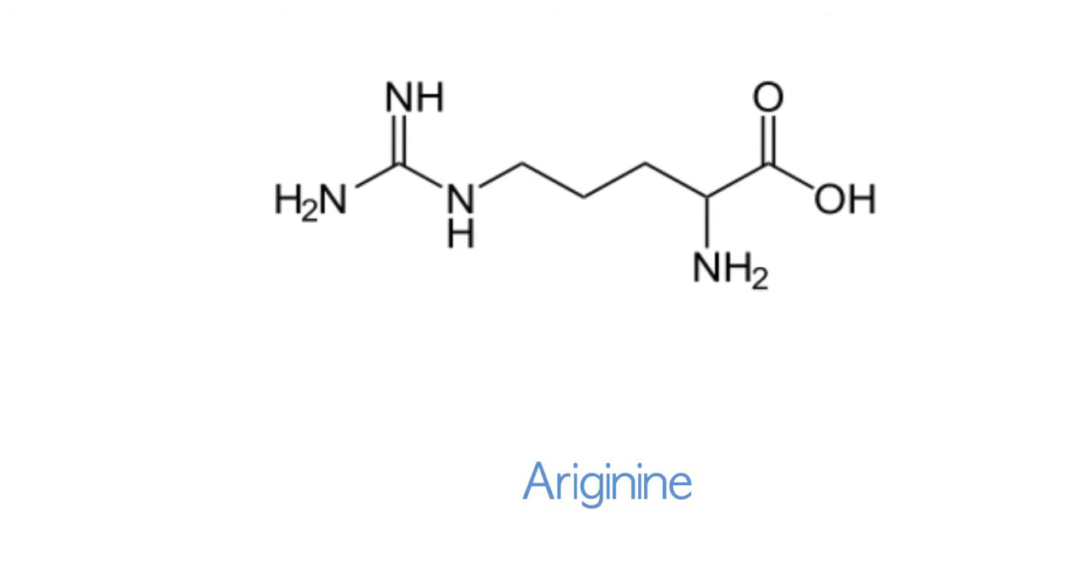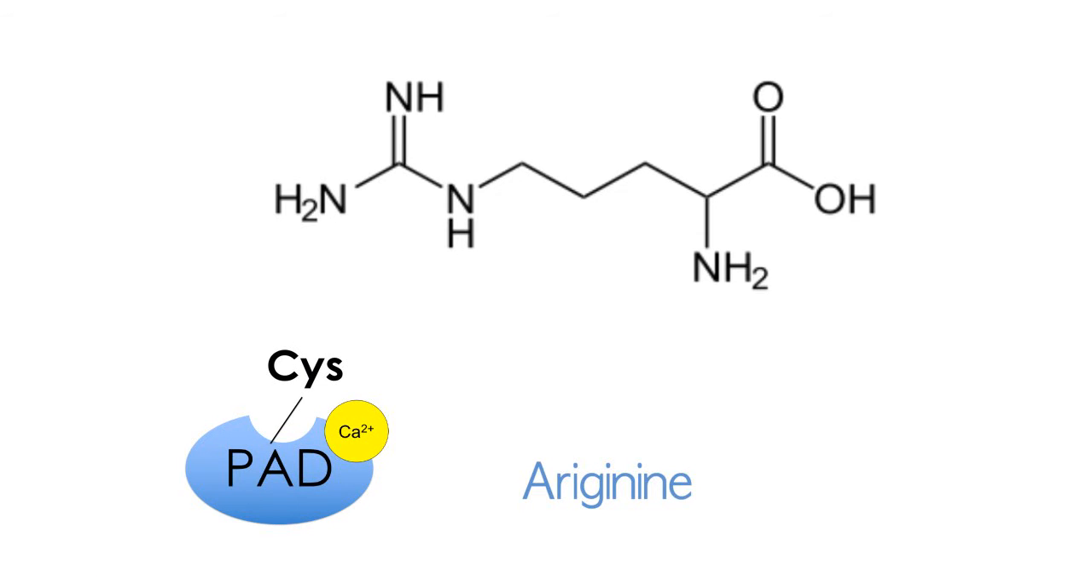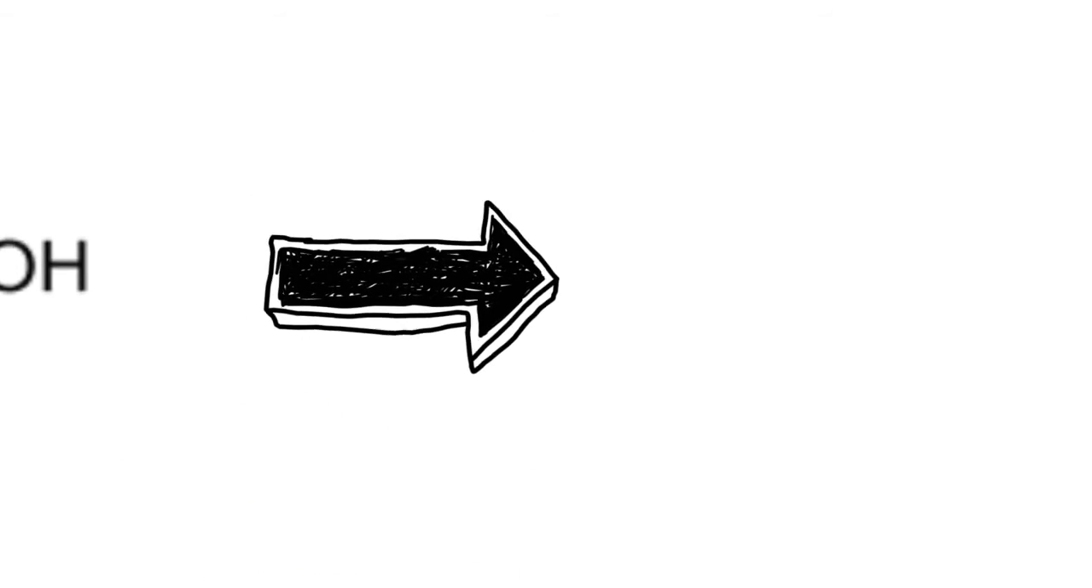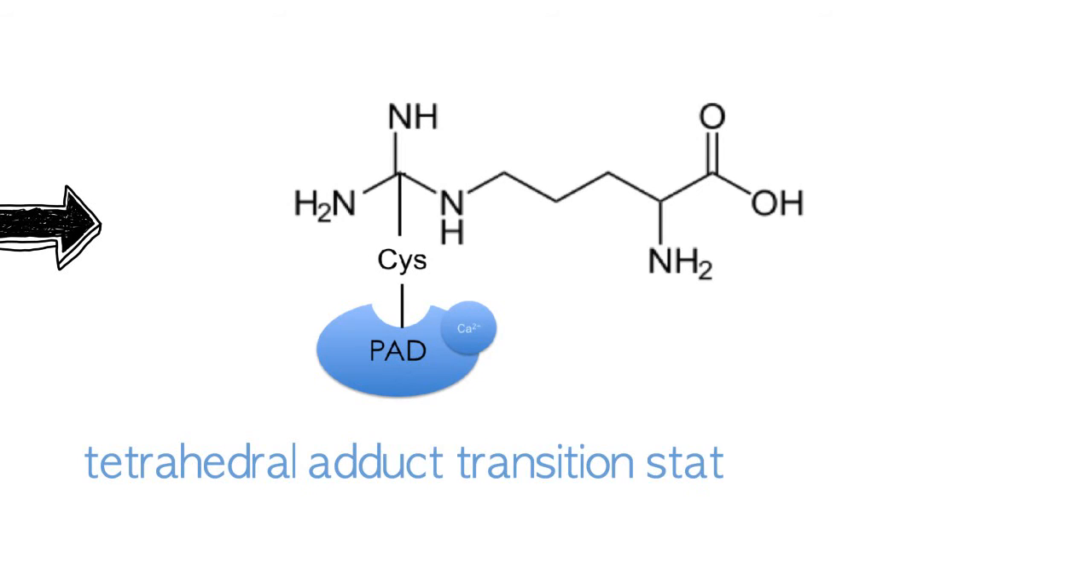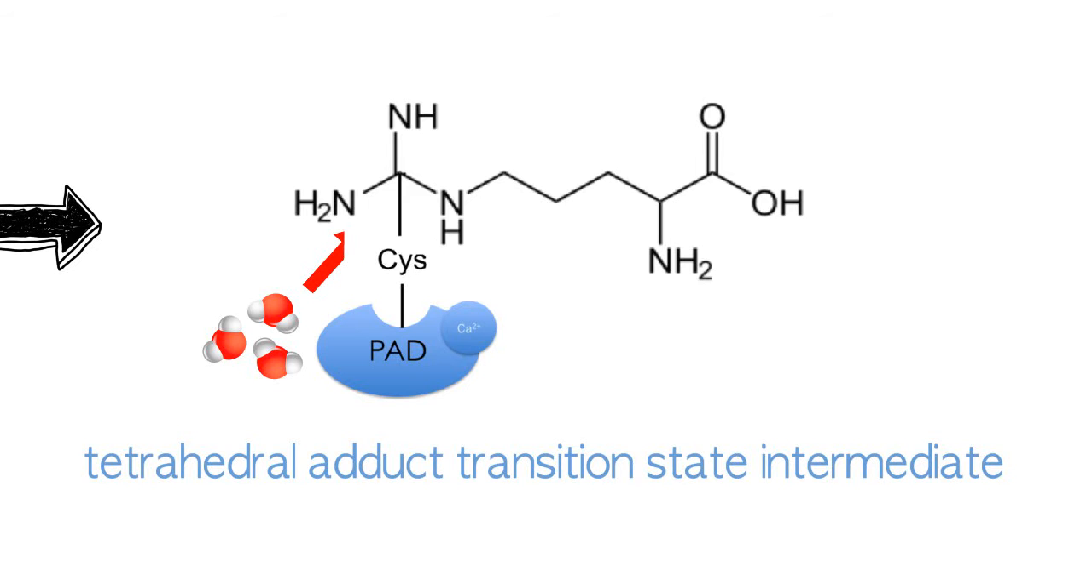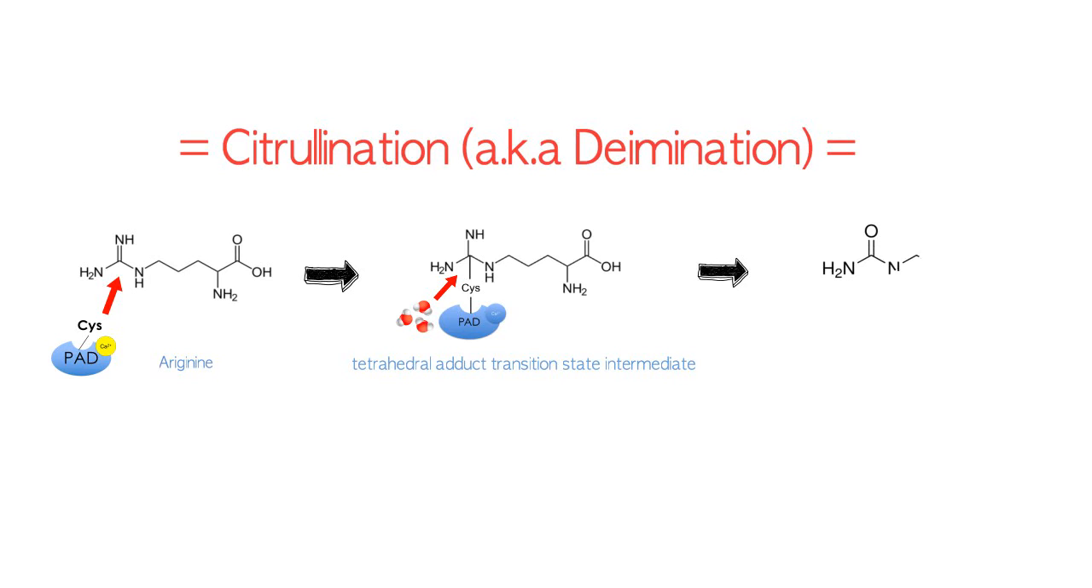In 2004, the catalytic mechanism for peptidylarginine deiminases was proposed. The active site of the enzyme contains a cysteine residue that can attack the guanidino group of the arginine and establish a tetrahedral adduct transition state intermediate while ammonia is released. The adduct is then cleaved by the nucleophilic attack of a water molecule. This latter step regenerates the cysteine residue and results in the formation of a keto group as well as a new primary amine.